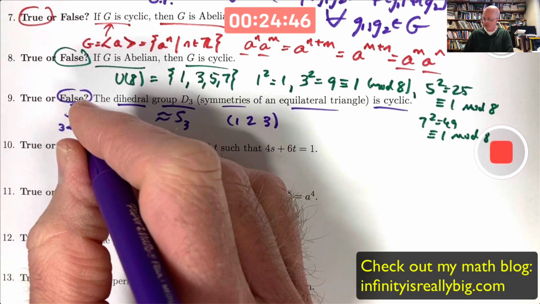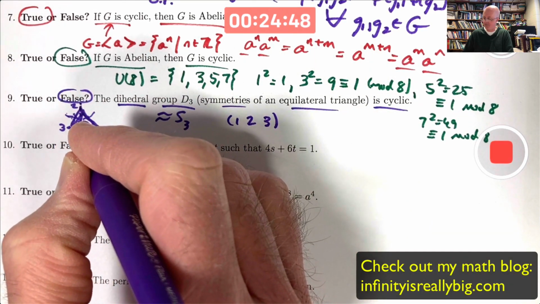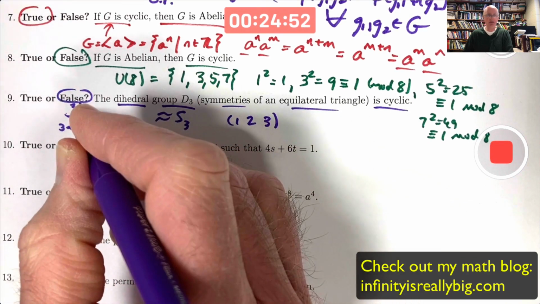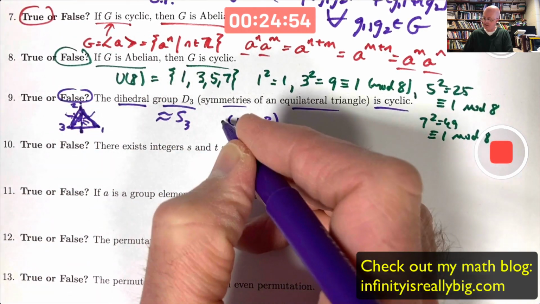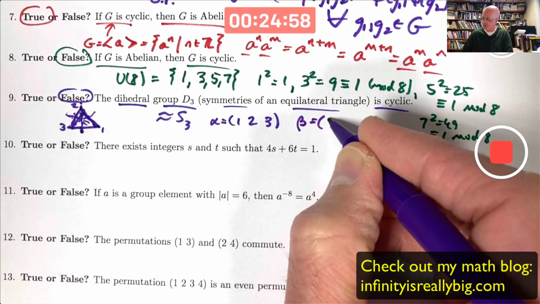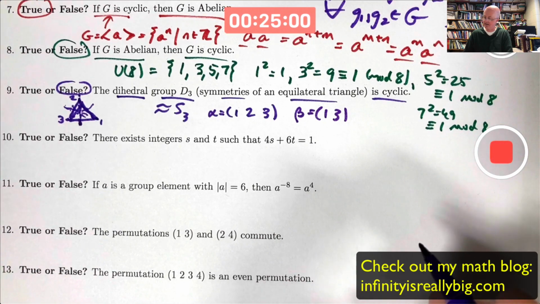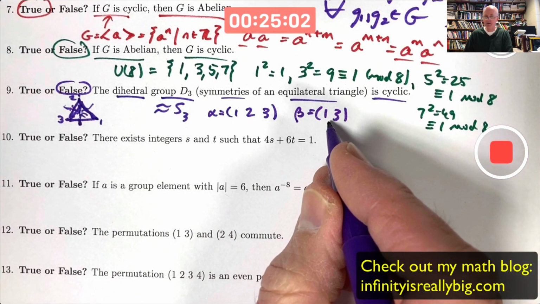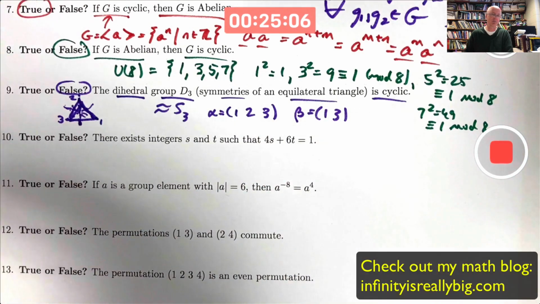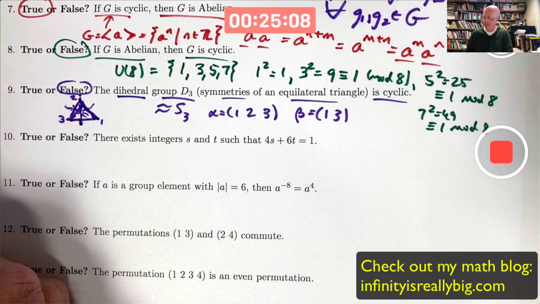An example of reflection is about the vertical line here, mapping 1 and 3 to each other and keeping 2 fixed. Let's call this alpha, and the other one beta, swapping 1 and 3 but keeping 2 fixed. 1 gets mapped to 3 and 3 gets mapped to 1. You don't see the number 2 in there. It's assumed that 2 gets mapped to itself.